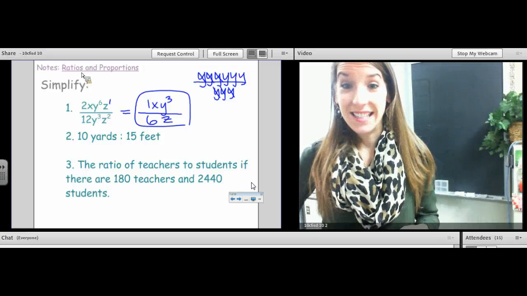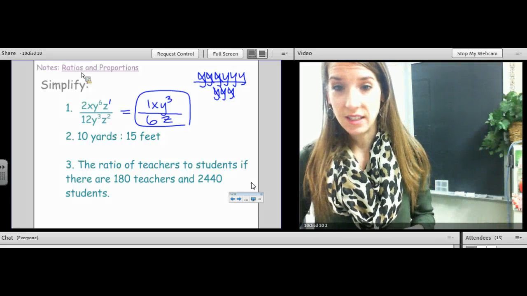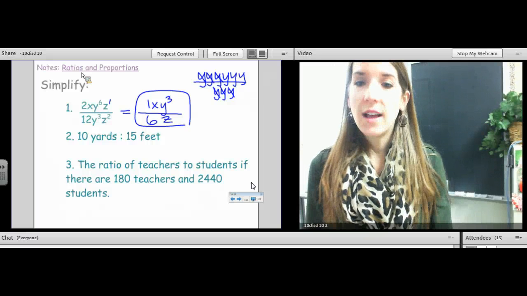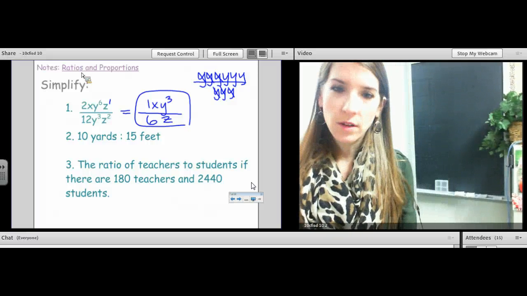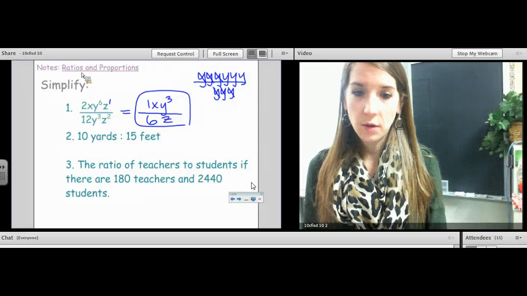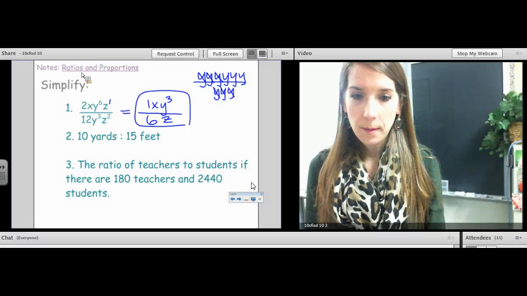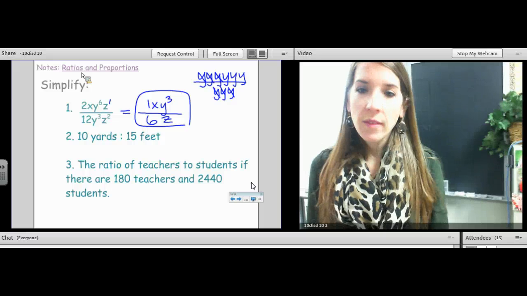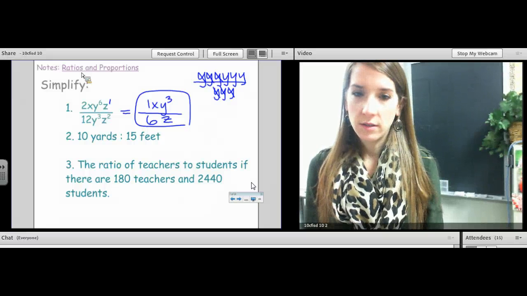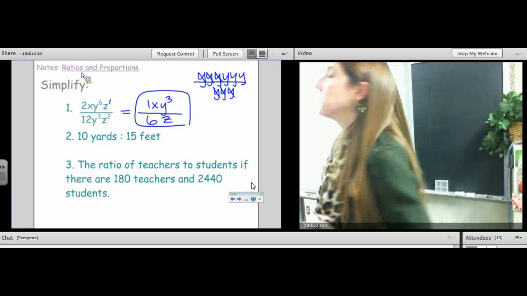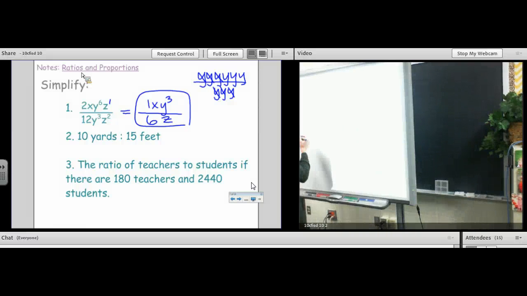All right, 10 yards to 15 feet. You cannot simplify a ratio until you have like terms. So we want to definitely convert the feet into yards or the yards into feet. It's totally up to you. How many feet are in a yard? 3, right? Okay, so 10 yards would technically be 30 feet.